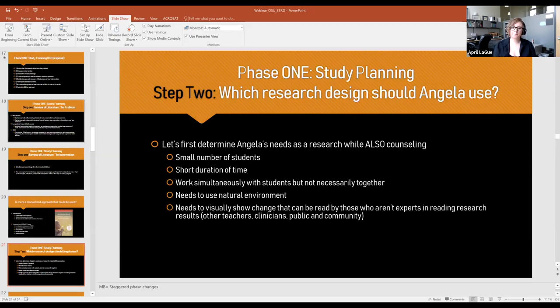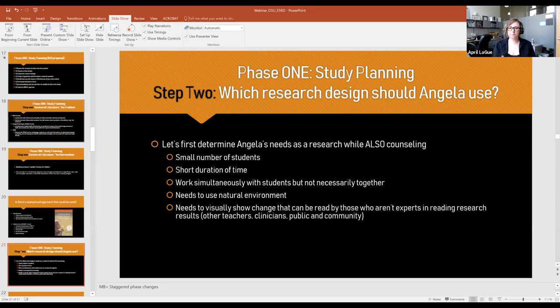So also it was important for Angela to be able to work simultaneously with students, but not necessarily in a group setting. And she needs to use her natural environment. She cannot go to a lab. She can't leave for a few hours a day and go to the lab to do a randomized controlled experiment. So she also needs to visually show change that can be read by those who aren't experts in reading research, teachers, clinicians, publics, and community, because as clinicians, as school counselors, we are ultimately advocates for our students, for our people.